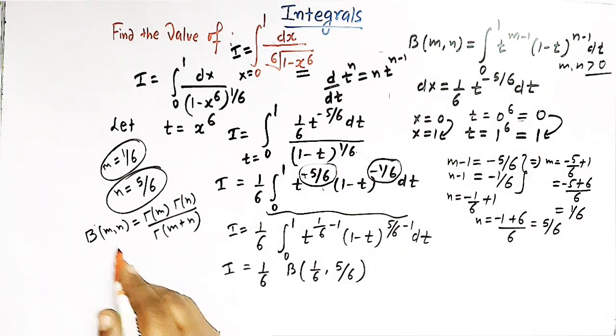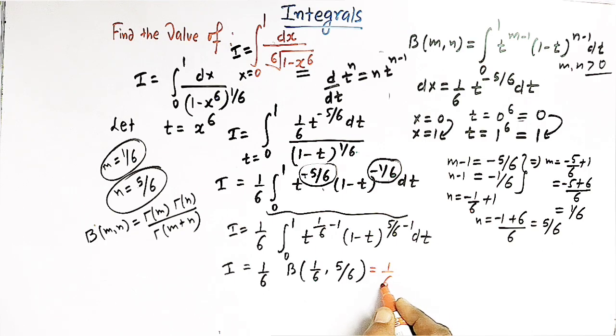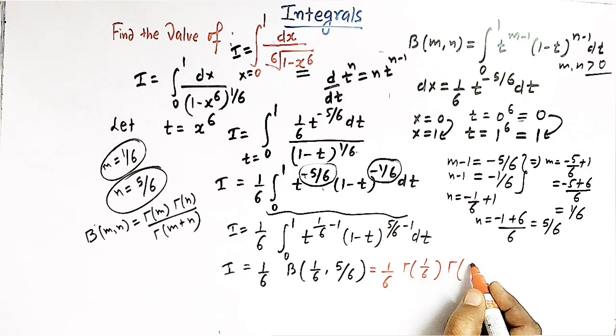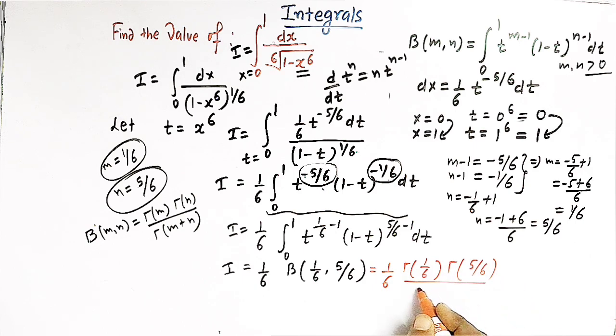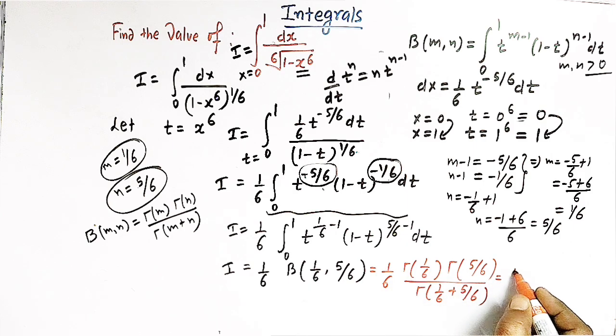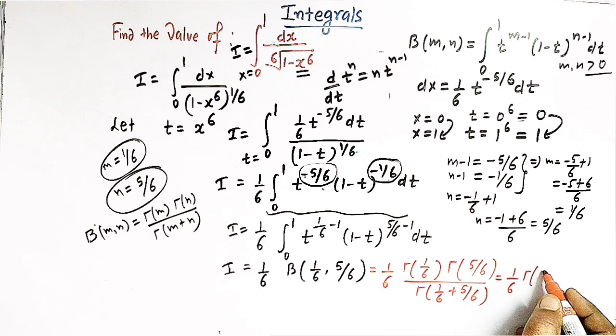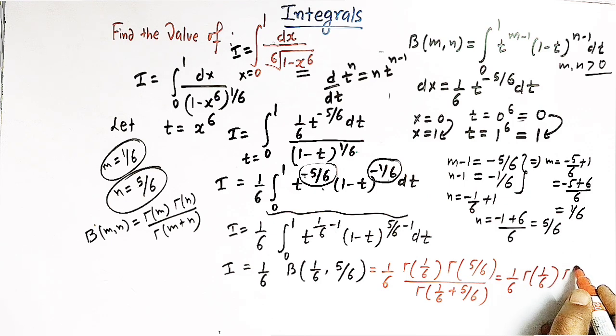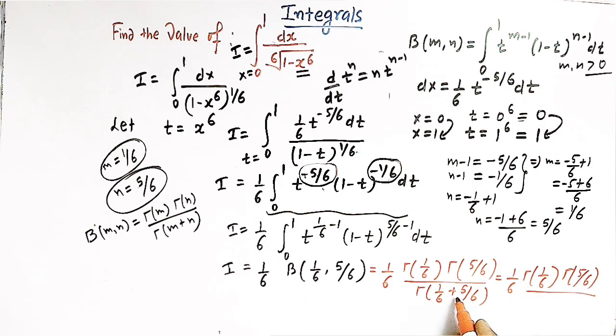Now using this relation, we can write beta of 1 over 6, 5 over 6 as gamma 1 over 6 times gamma of 5 over 6 divided by gamma of 1 over 6 plus 5 over 6. Now 1 over 6 plus 5 over 6 is 6 over 6, that is equal to gamma 1, and gamma 1 is equal to 1. So here we have 1.